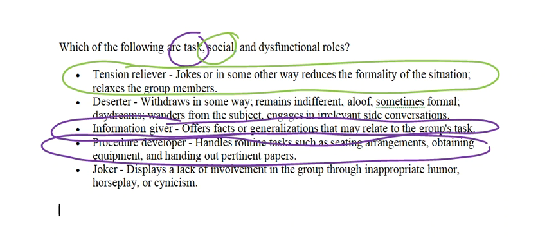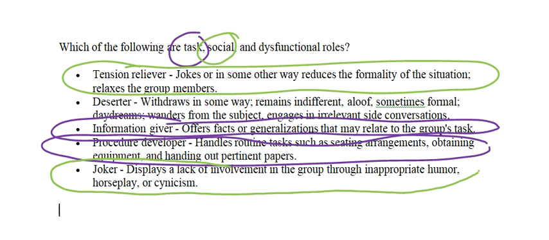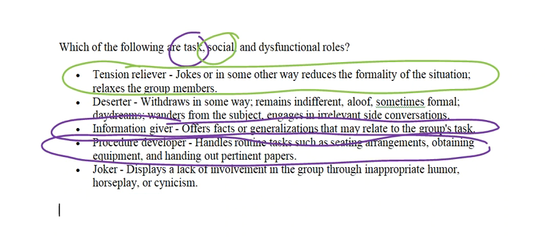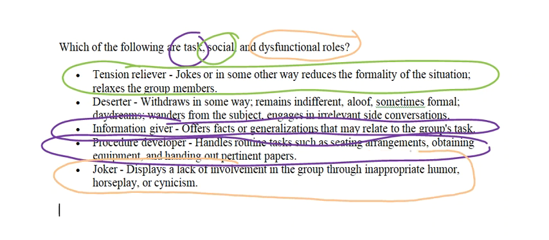Now, some people might then say, oh, well, then Joker sounds like it's a social role too. Wrong! No, that's actually a dysfunctional role. So let me change the color again. The Joker is a dysfunctional role because it says it displays a lack of involvement in the group through inappropriate humor, horseplay, or cynicism. That is using humor in a way that meets the Joker's needs, but it actually doesn't help the group accomplish the tasks they're trying to accomplish.